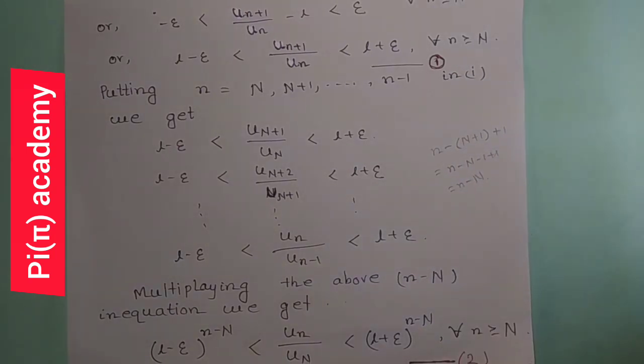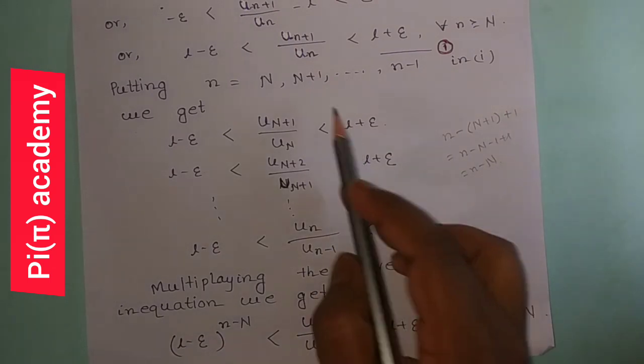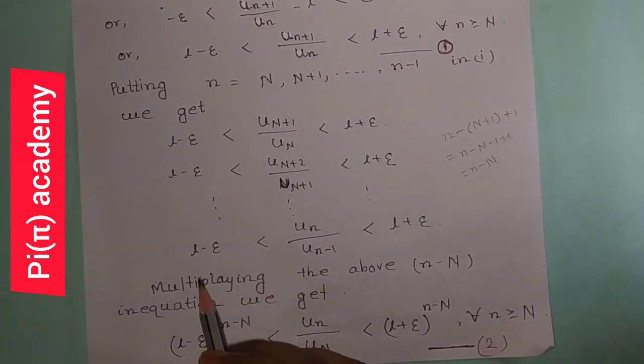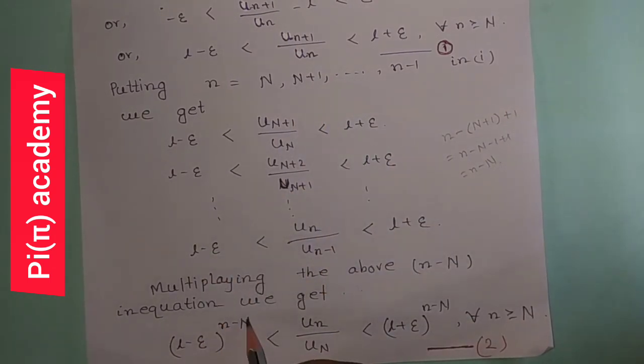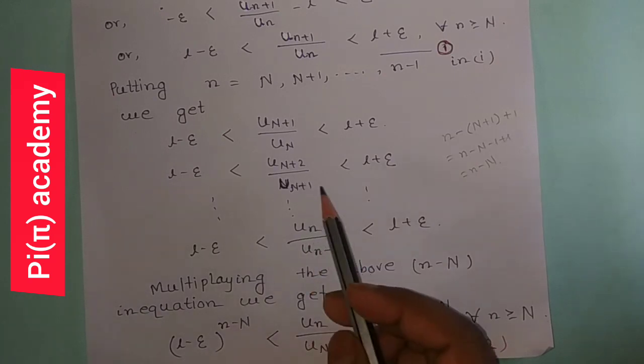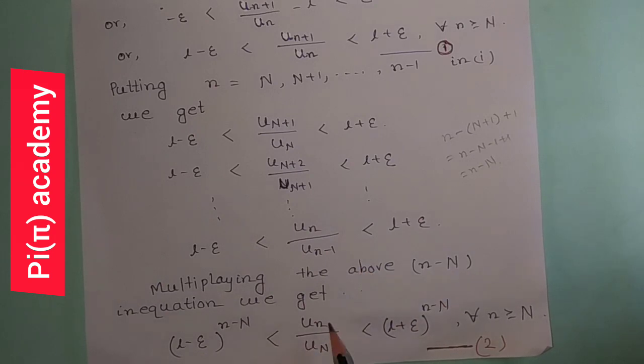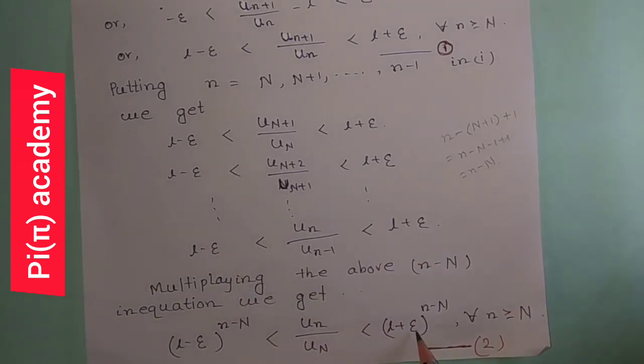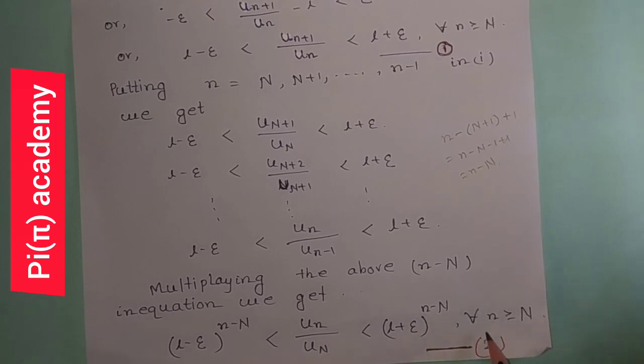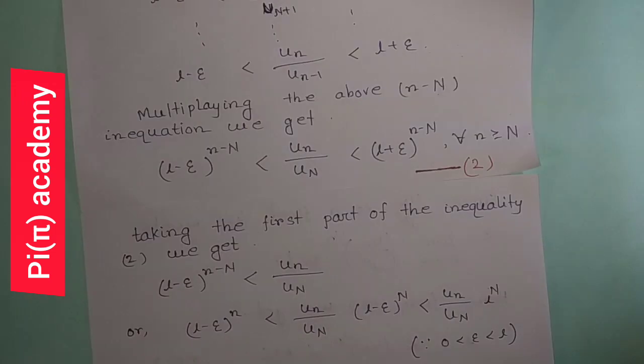This is the number of inequations. Then multiplying all the above inequations, we get L minus epsilon whole to the power n minus capital N, less than u_n divided by u_N, less than L plus epsilon whole to the power n minus capital N, for all n greater or equal to capital N. We call it inequation 2.